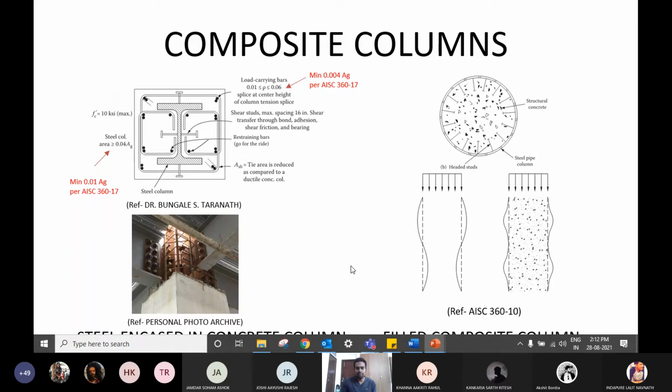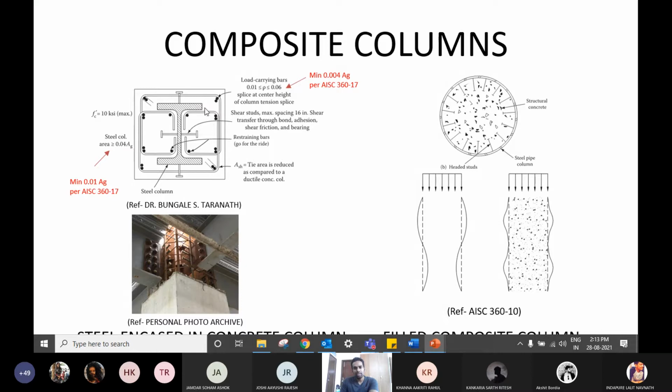Okay, so this is an example of a composite column. We have two cases here. The left side is the case that we saw. You have a structural steel, an I section basically inside, and you have some reinforcement bars. Now, what's the need for reinforcement bars? Just imagine these solid dots are not there.